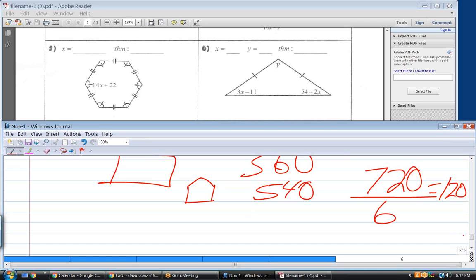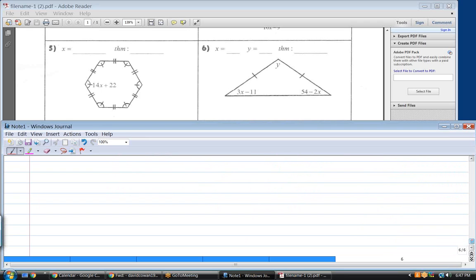So that angle is 120. So how do I solve for x? To solve for x, you do 14 times 120 plus 22.